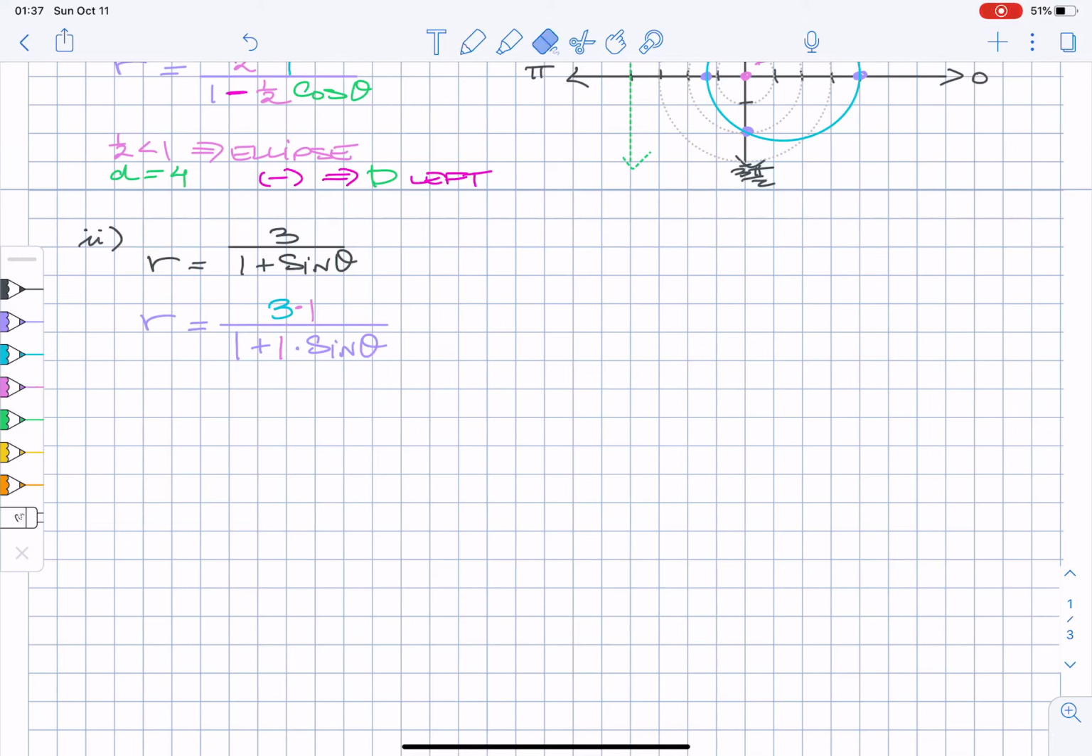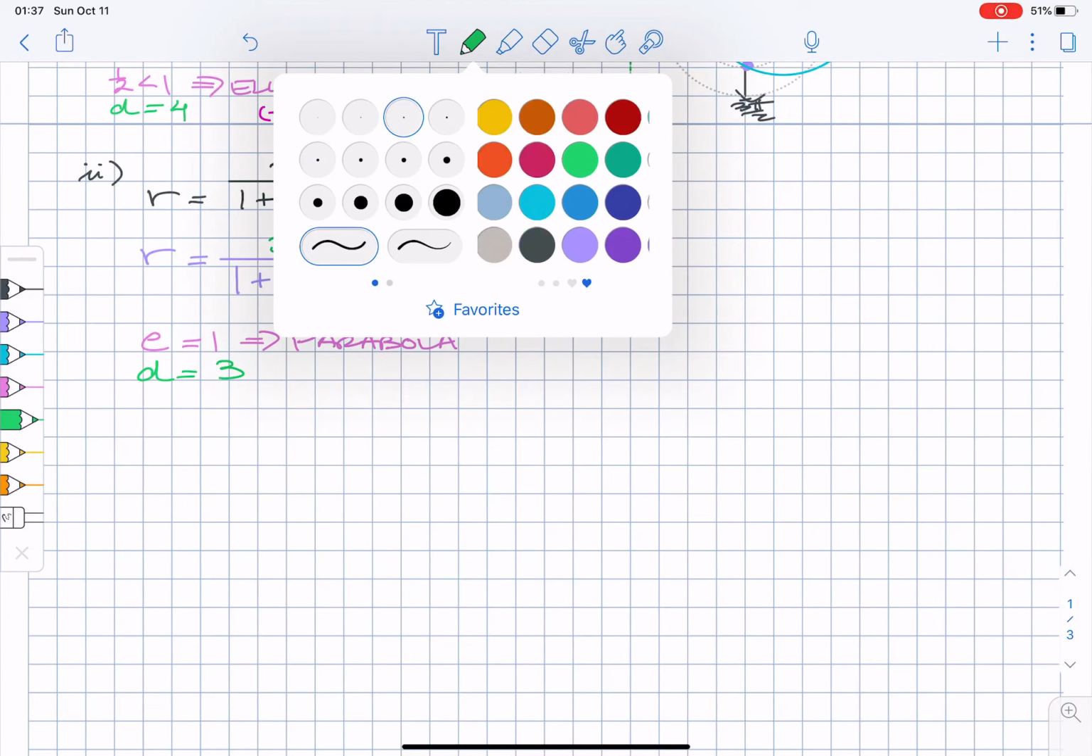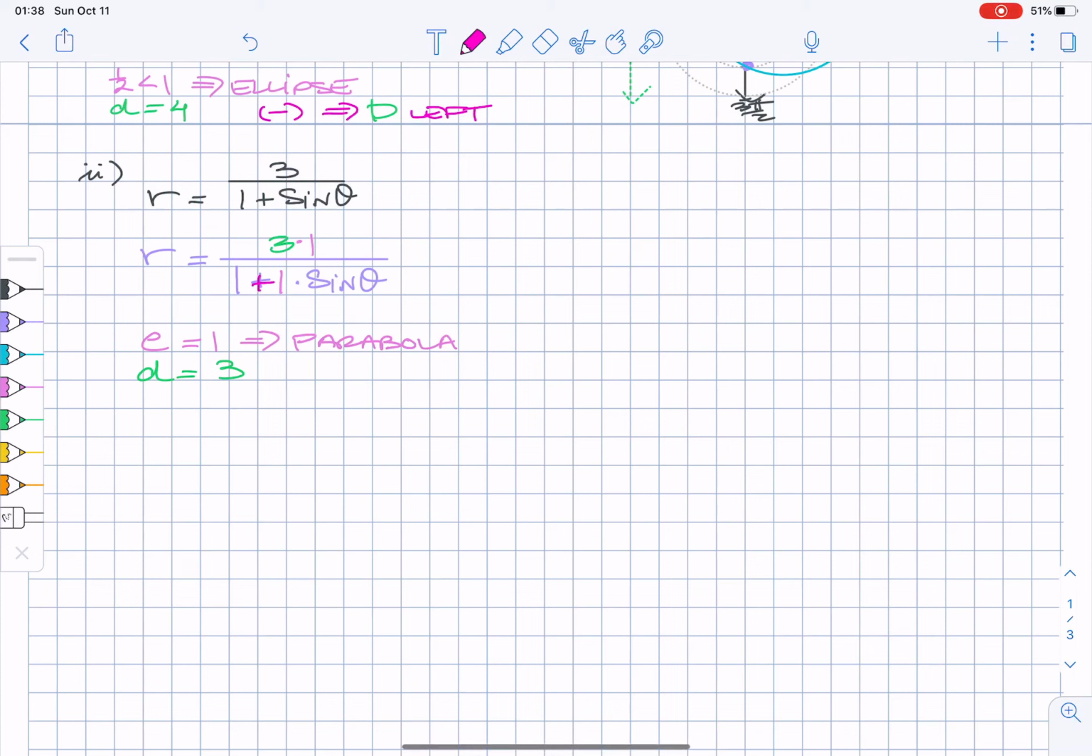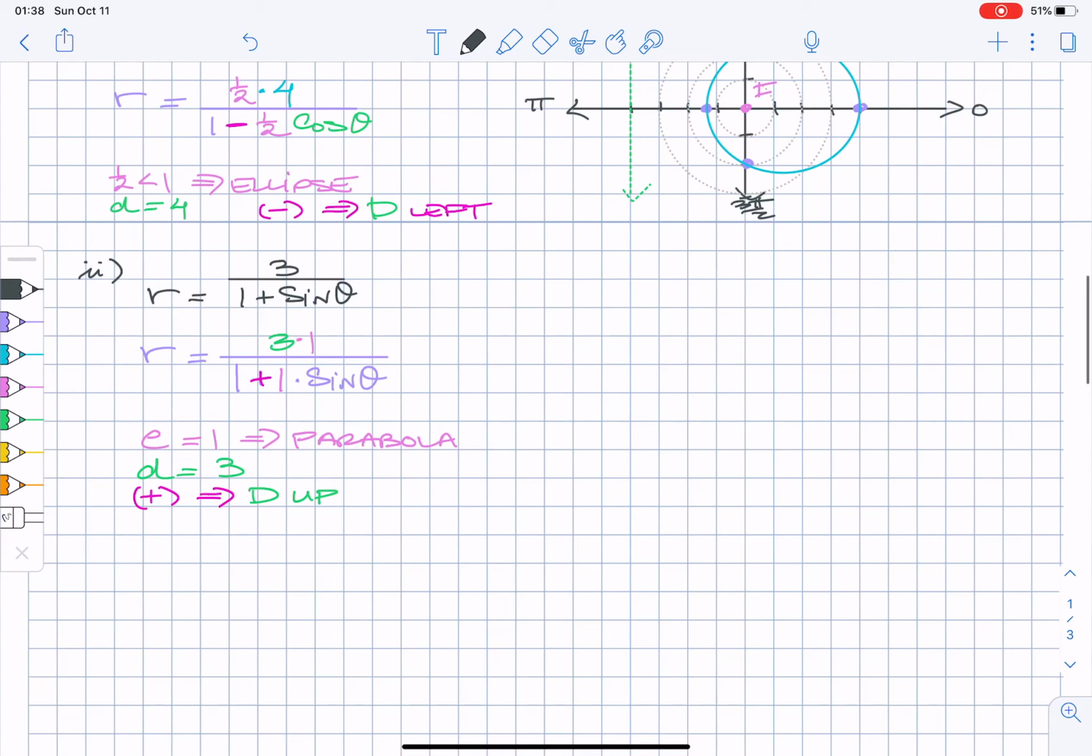And let me do the 3 actually in green because it tells us how far the directrix is. So my eccentricity is 1. This means this is a parabola. The distance d to the directrix is 3. Positive sign means the directrix d is up. Okay, now the parabola. If I didn't know that, let's see what we would do.